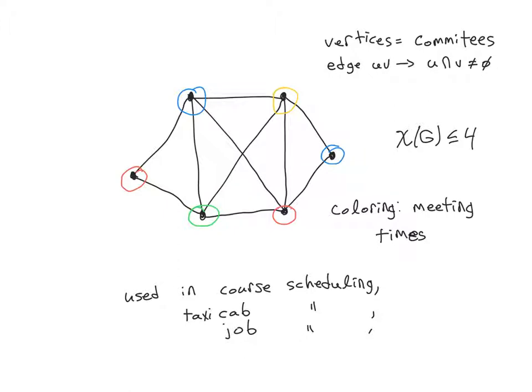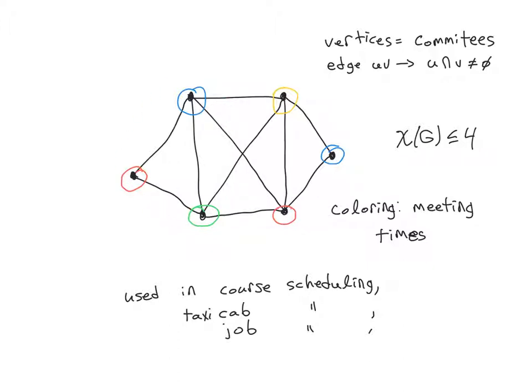And so we see it happens with committee scheduling. It's also used in course scheduling. You've got a bunch of courses at different times. So the vertices are courses, edges represent courses that are being taught at the same time or at overlapping times. Then the chromatic number would be the minimum number of classrooms you need to actually get your courses to fit. Pops up in taxi cab scheduling, job scheduling, and lots of other applications.